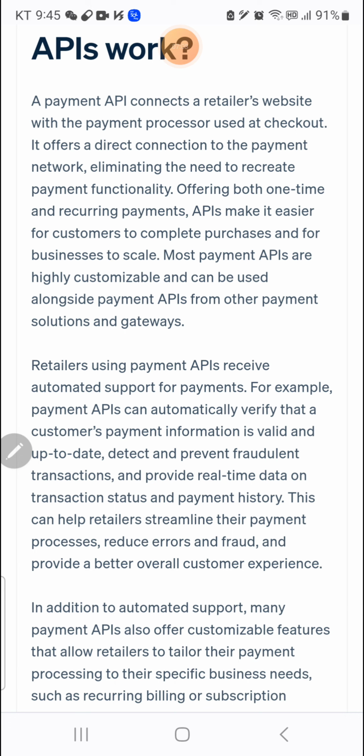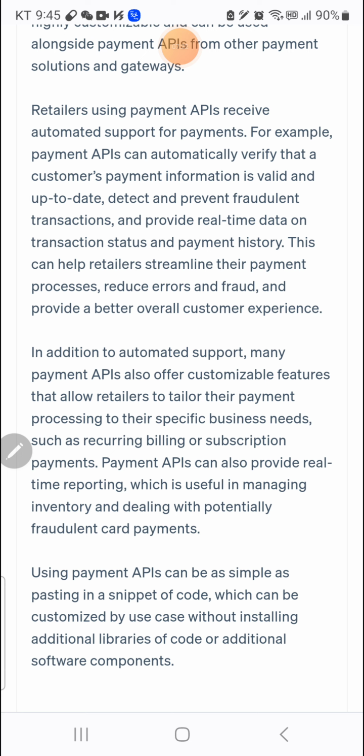Most payment APIs are highly customizable and can be used alongside payment APIs from other payment solutions and gateways. Retailers using payment APIs receive automated support for payments. For example, payment APIs can automatically verify that a customer's payment information is valid and up-to-date, detect and prevent fraudulent transactions, and provide real-time data on transaction status and payment history. This can help retailers streamline their payment processes, reduce errors and fraud, and provide a better overall customer experience.